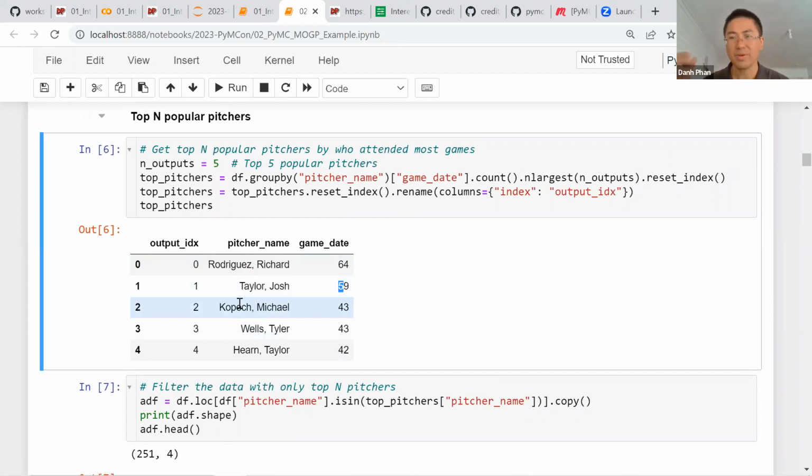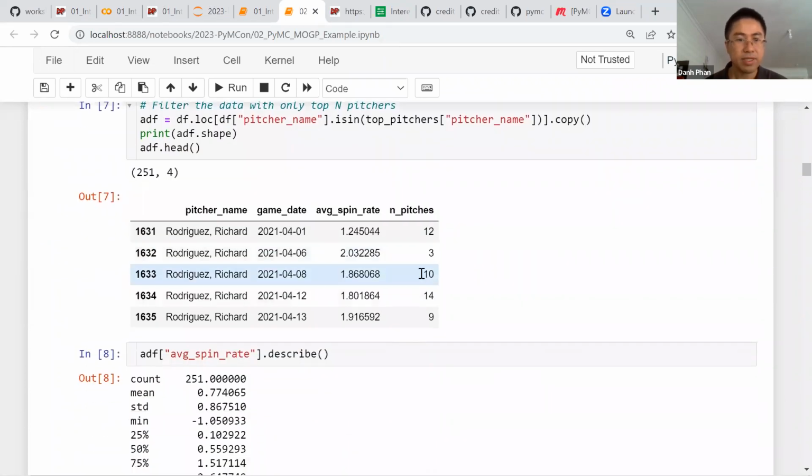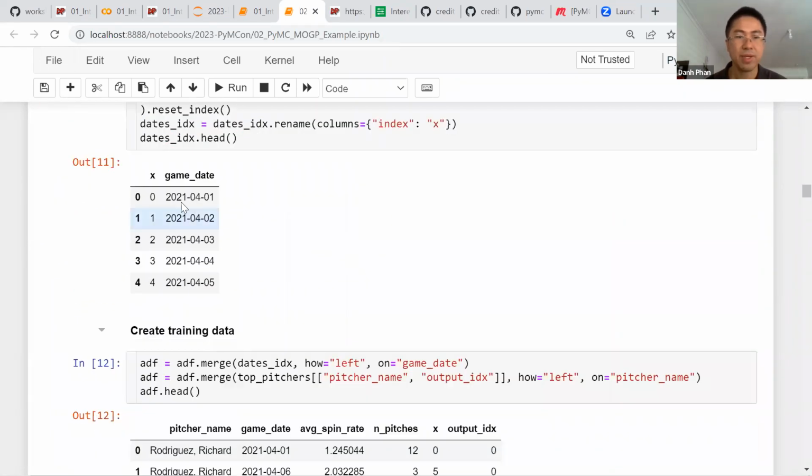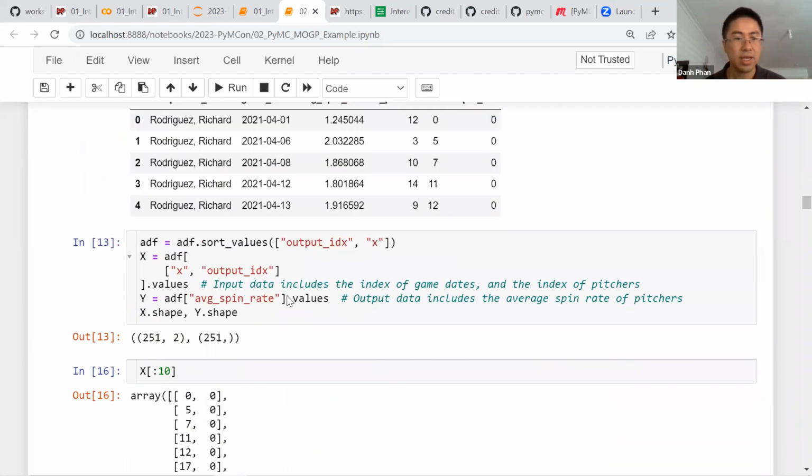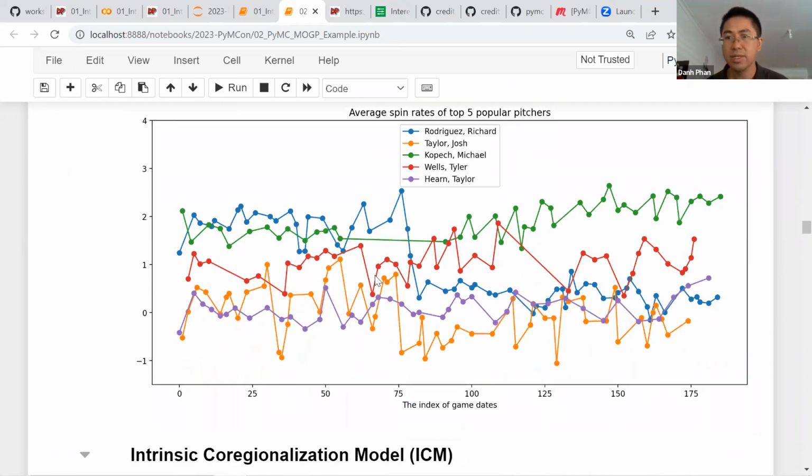So you can model any number of outputs, right? For this one we will have five outputs, but you can select 3 or 6 or whatever number in your data. And from that, we form the indexing of the game days as our data's x-axis, and the data will look something like this. Here is the x-axis, which is the index of the game days, and the y-axis here is the average spin rate of the five pitchers, or five players, we have in baseball.